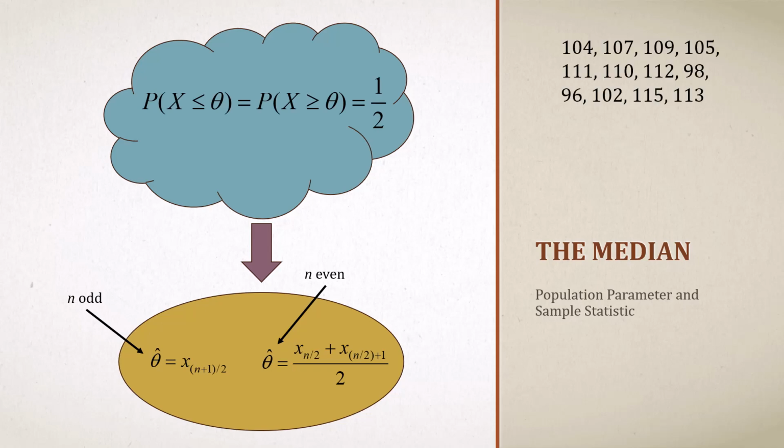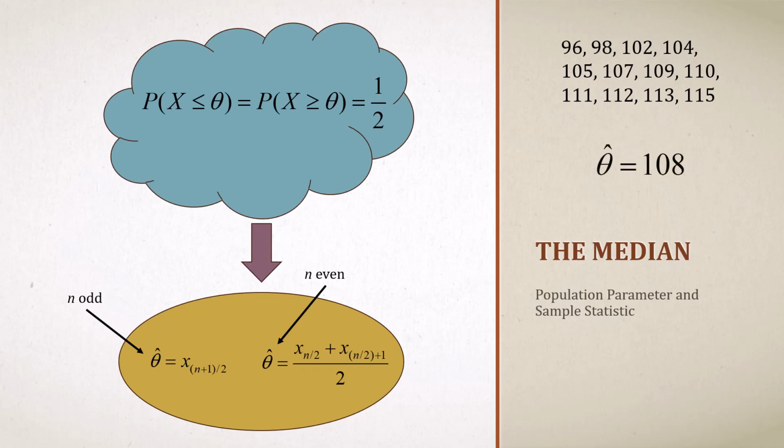Here are 12 scores that are drawn as a sample from a population. The first thing we have to do, remember, is to put them in order from smallest to largest. Here I've done that. Since there are 12 scores, we have an even number of scores. 12 divided by 2 is 6, so we need to find the sixth score in the ordered list of scores. That would be 107. Then 12 divided by 2, that quantity plus 1, would give us 6 plus 1 or 7, so we find the seventh score in this list, and that is 109. We now average 107 and 109, and we end up with a sample median of 108.